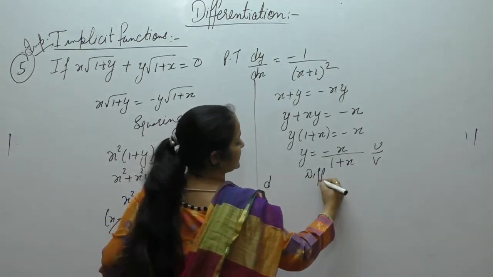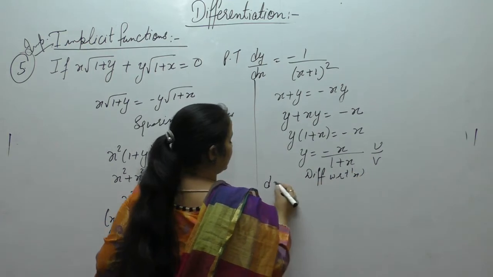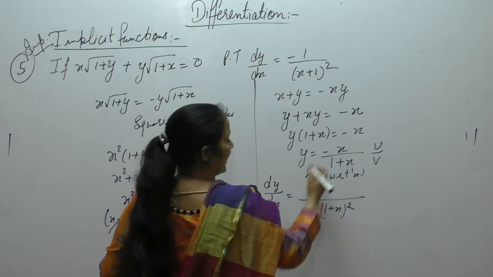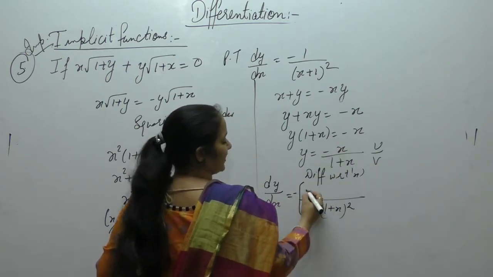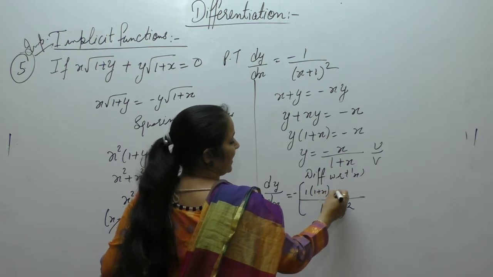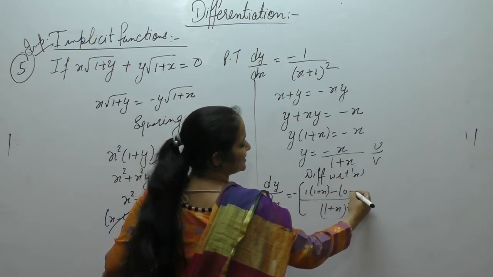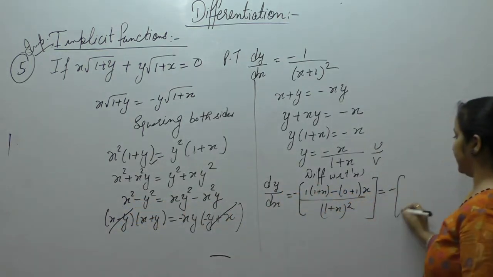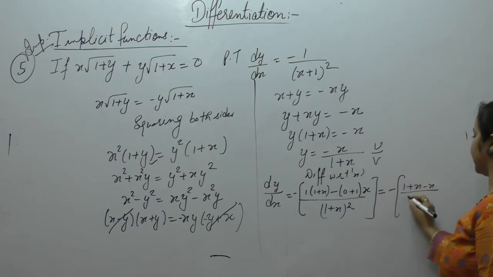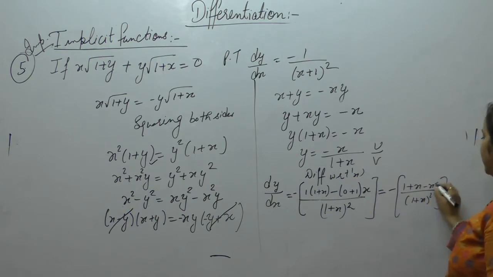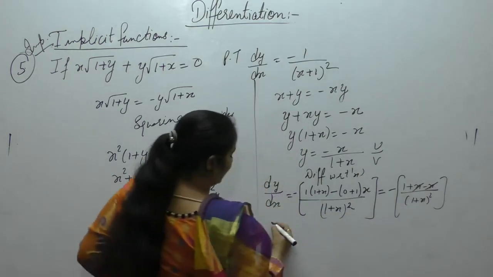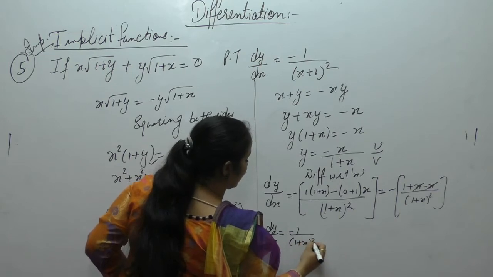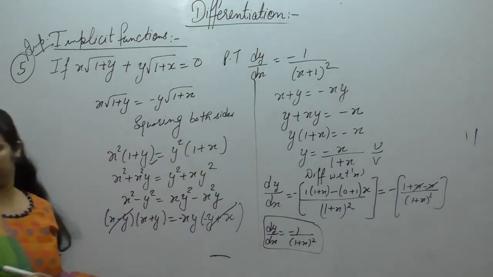Differentiate with respect to x. dy upon dx is (v u dash minus u v dash) upon v square. u dash, derivative of x is 1, into v, minus v dash, derivative of 1 plus x is 1, into u. So what we get here? Minus 1 plus x minus x upon 1 plus x whole square. x will get cancelled. So we get dy upon dx as minus 1 upon 1 plus x whole square. Note it down.